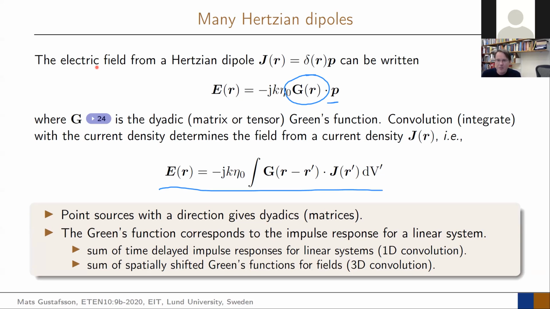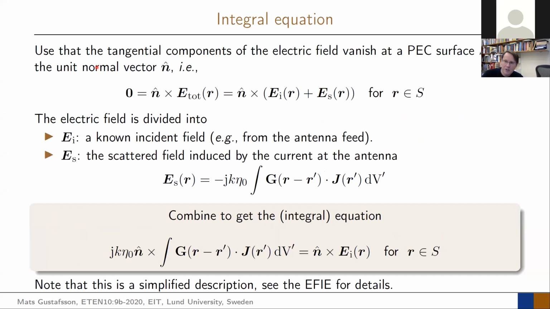So this Green's function is the same as the impulse response of a linear system. When you studied system theory, you send in a short pulse, you get the response. The Green's function is the same in space. And in space, you have 3 dimensions instead of 1 dimension. So we integrate this over 3 dimensions, over the entire volume. And if the current lives on the surface, we only integrate over the surface. And by doing this, we can combine it with this boundary condition.